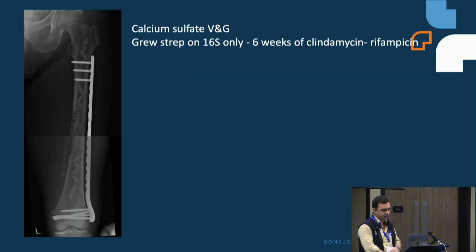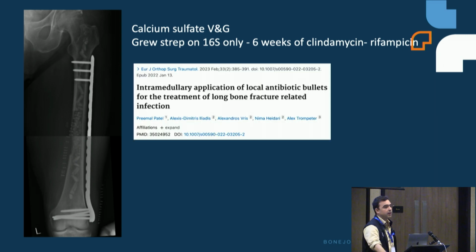For this particular guy, we did a good debridement. We reamed the canal with a RIA, and we don't use the RIA for bone grafting in this case. We use it to wash and suck out all the infected bone. We open the window on the medial side, and we fill the canal with antibiotic bullets. That's Stimulan with Vanc and Gent. And Alex Trumpeter is here. We did the study together.